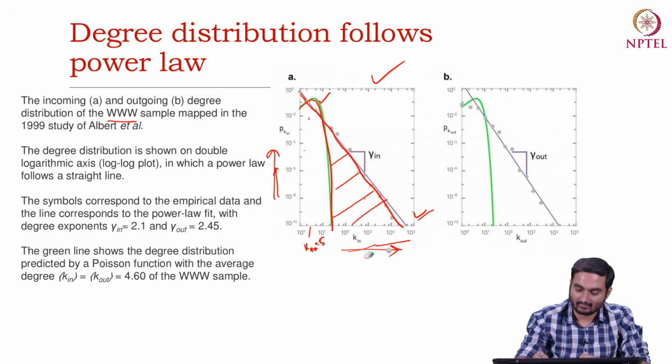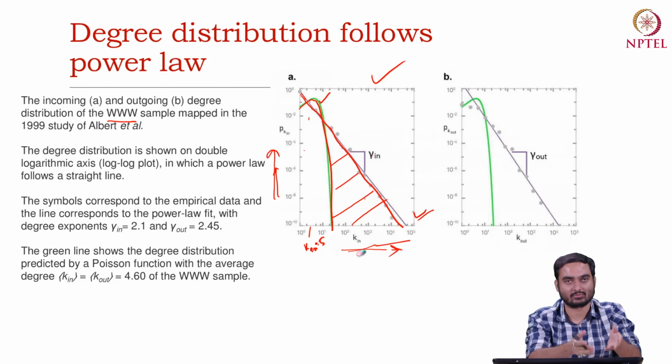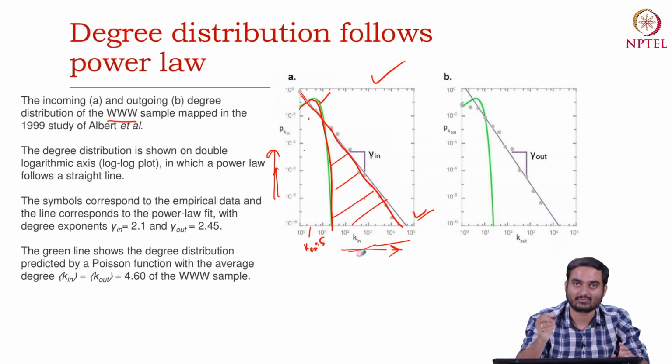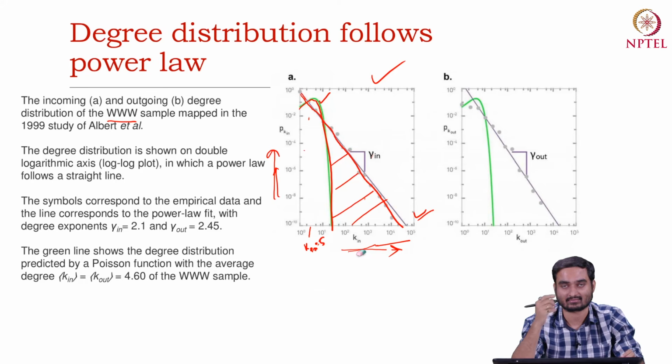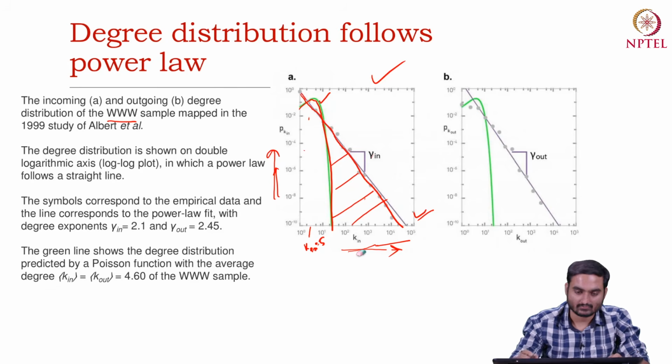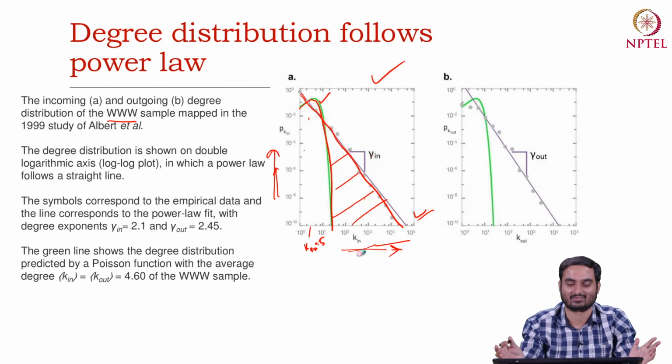So many such networks similar to this World Wide Web network have been studied, and it turned out that the best fitting curve which best describes the degree distribution is basically a power law distribution. Okay, and the beauty of this power law, I mean, I can take a whole lecture on what is power law, right, and what are the implications of power law.